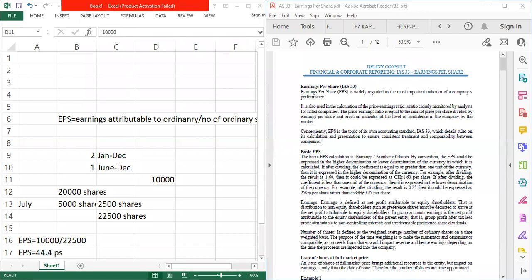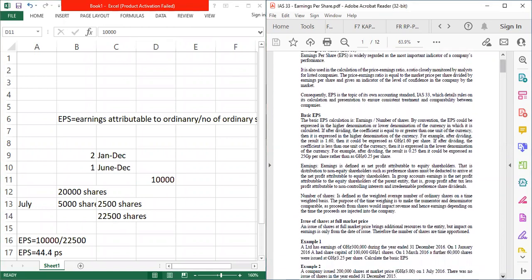Let's look at how the shares can be increased in a year. If the share at the beginning is 20,000 and the profit is 10,000, it doesn't mean that the shares will be 20,000 forever or from the beginning to the end. There can be some issue of new shares within the year and the shares will increase. So let's look at what are those things that will cause a share to increase during a particular accounting period. The first one is issue of shares at a full market value.